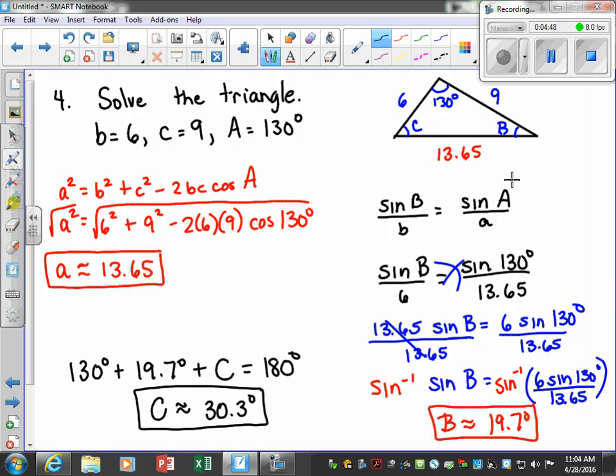So initially, to start this, we would use law of cosines, but we also have the option, once we know the given information, to apply our law of sines. So you have some options there to be able to solve. Of course, we also have options for our last angle, but this is just my method that I prefer. So lots of options here.